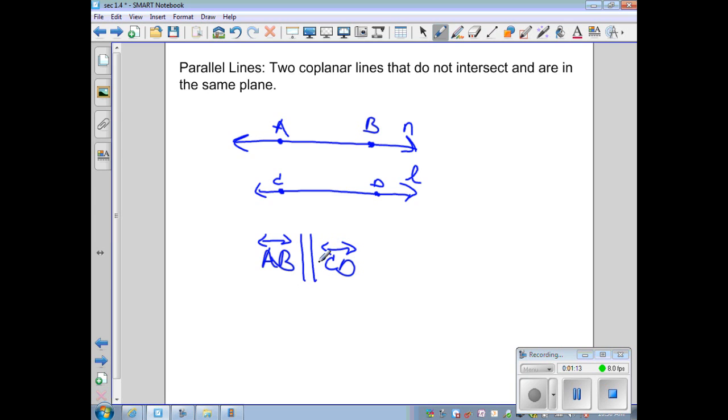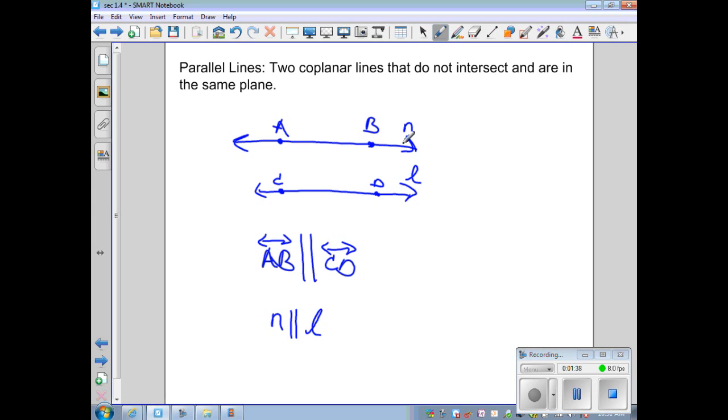This is the symbol for parallel. We can also write this with the lowercase letters. Line N is parallel to line L. The third way to denote parallel lines is in the diagram itself.